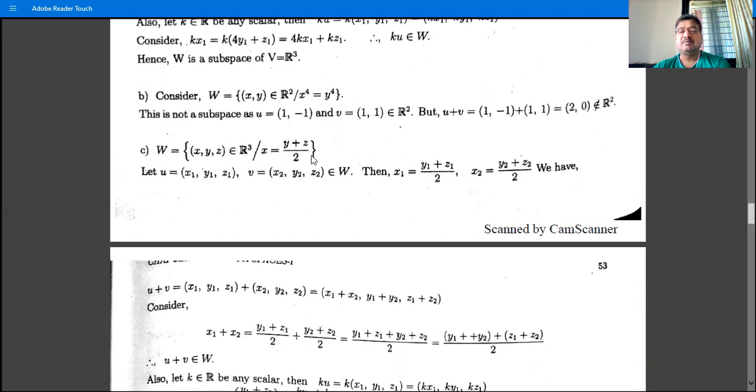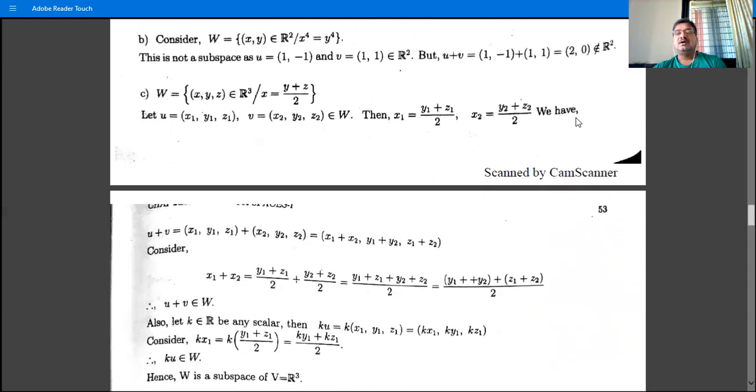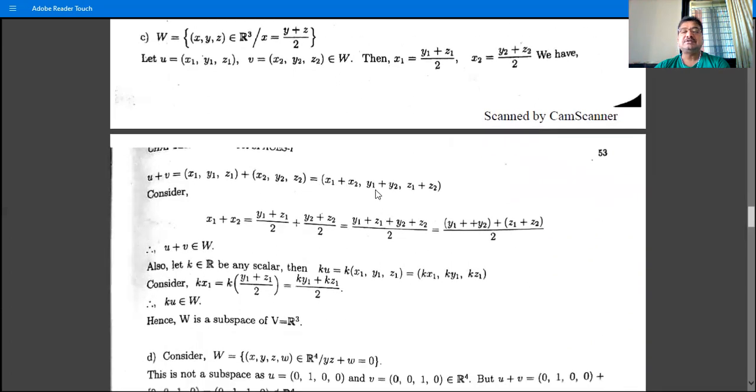That is, x1 is equal to (y1 plus z1) by 2, and x2 is equal to (y2 plus z2) by 2. Now we have u bar plus v bar, or u plus v, equal to (x1, y1, z1) plus (x2, y2, z2), which is (x1 plus x2, y1 plus y2, z1 plus z2), by the usual addition. And now we have to show this is an element of W. So this is an element of W if x1 plus x2 is equal to (y1 plus y2 plus z1 plus z2) by 2, that is, if this element satisfies the condition x is equal to (y plus z) by 2.